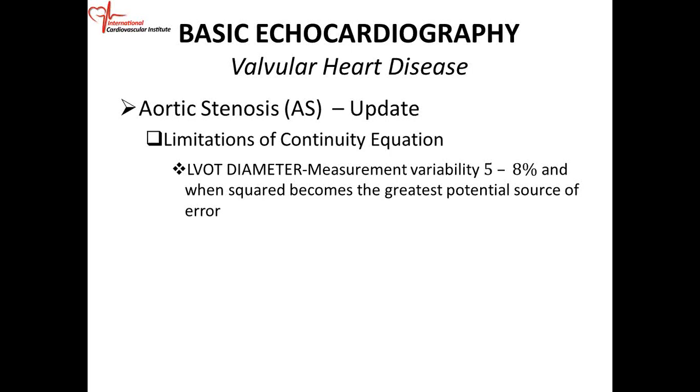But you're not only measuring it, but you're squaring it. So just measuring it, there's a 5 to 8% error. But when you square that 5 to 8%, it's even much larger. So this is where you have the greatest potential source of error in the continuity equation. And you're going to get it correct. It's on the exam already. I'll tell you that. Okay? All right, good.